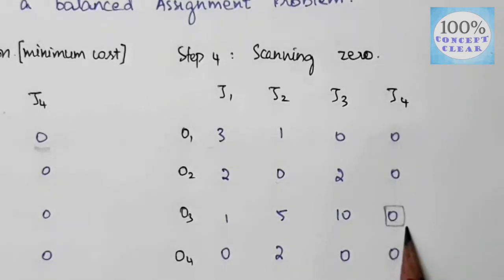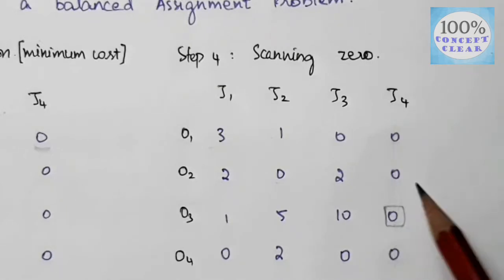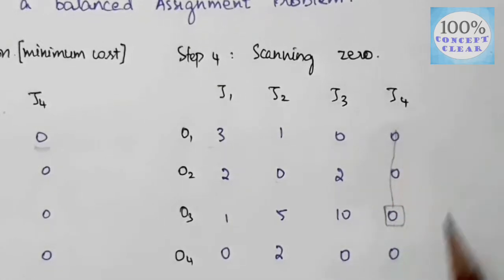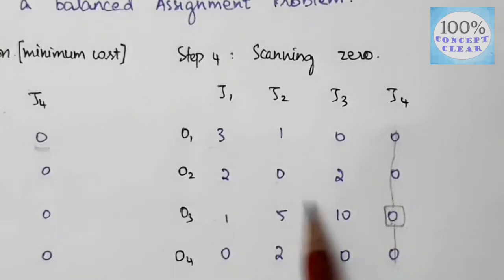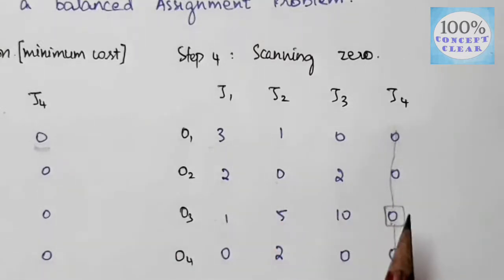So now we marked the 0 row wise. If we marked it row wise, we should cancel column wise. Like this. We marked the 0 row wise, so we are cancelling column wise. If we marked the 0 column wise, we should cancel row wise. So that is another rule. So here we marked this row wise, so we are cancelling column wise.